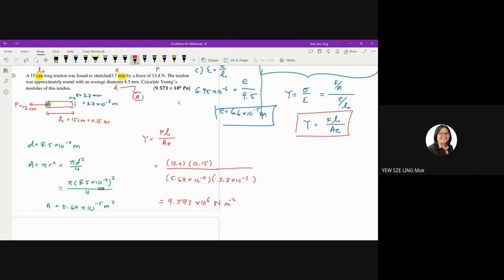Or you can use Pascal. Okay, so it's up to you whether you want to use Pascal or you want to use Newton per meter squared. Both are correct. Okay, both are accepted. So that is question number two. Question number two just wants you to be careful with the unit. They just want you to learn how to convert the units and what is the unit that you should use in calculating the Young modulus. Okay, so I give you 2 minutes to write it down before we proceed to question number three.